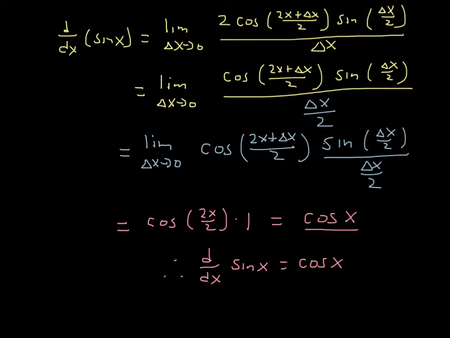And so the limit as delta x approaches 0 in this case is going to be just the cosine of 2x over 2, because this delta x went to 0, times 1, which will equal, when I simplify it, the cosine of x. So therefore, the derivative of sine of x is equal to cosine x.